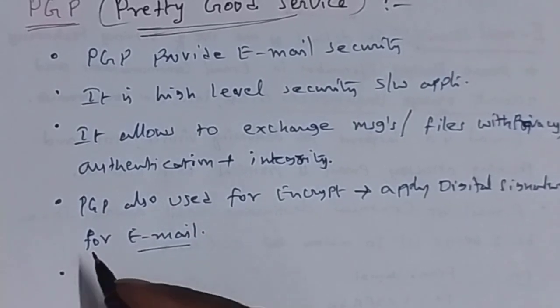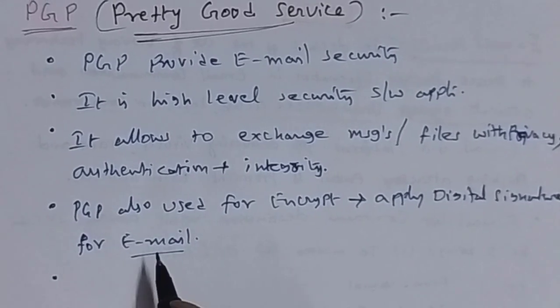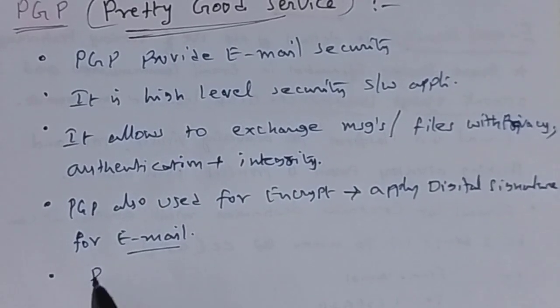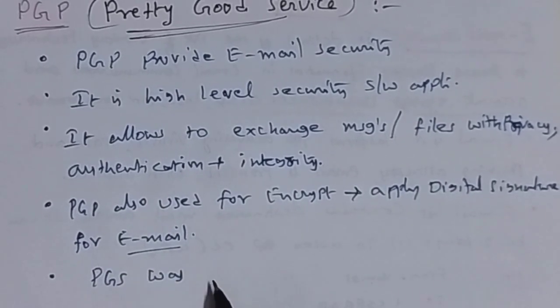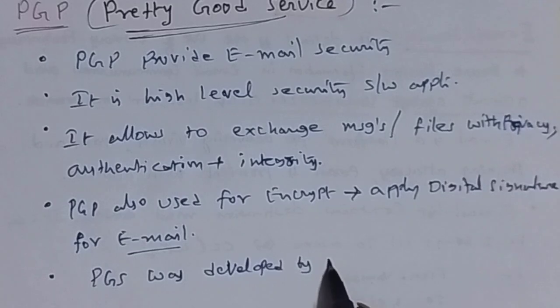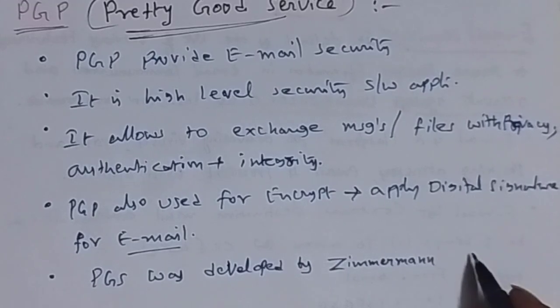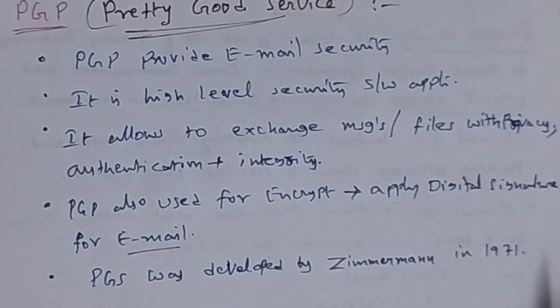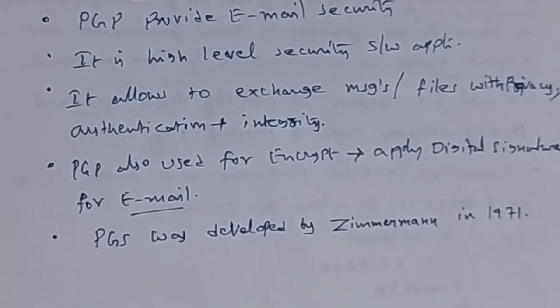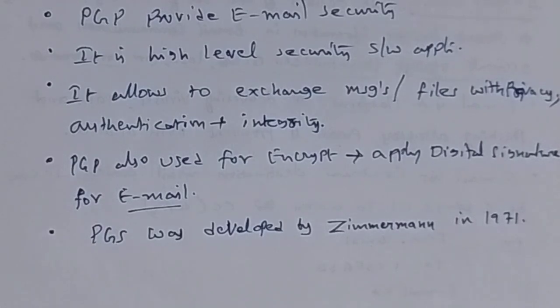PGP was developed by Zimmerman in 1971. Zimmerman developed several things: the best available cryptography algorithms were used and integrated as building blocks.